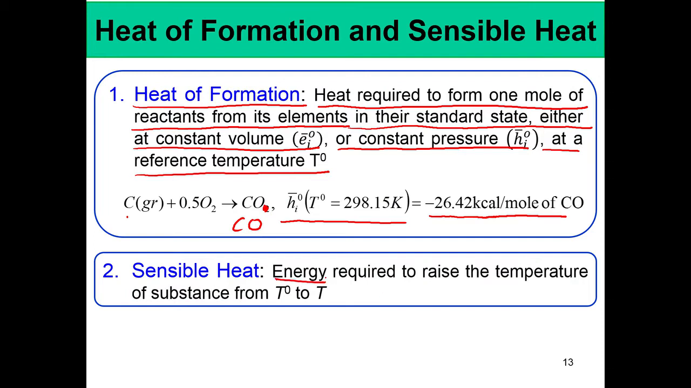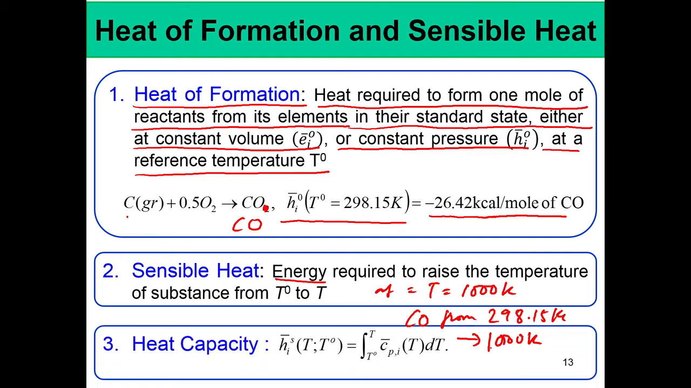What is sensible heat? Sensible heat is the energy that is required to raise the temperature of a substance from T0, that is the reference state, to T. So, the sensible heat for CO at a temperature of say 1000 Kelvin is equal to the amount of energy required to raise the temperature of CO from 298.15 Kelvin to 1000 Kelvin. And of course, to estimate that we need to know the specific heat capacities, and that is where the CPs come in, which are actually functions of temperature.